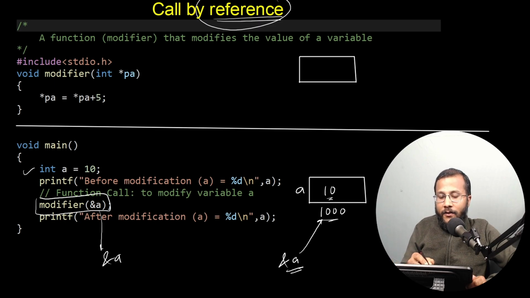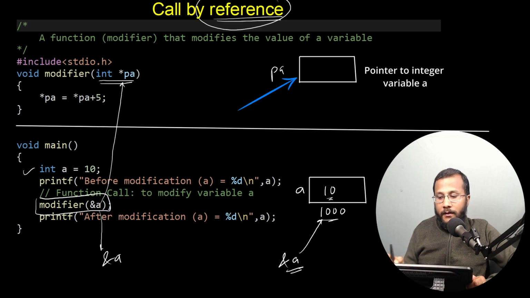If I'm sending the address, the data type of this argument should be a pointer, because this address is nothing but the pointer. Okay, so it's a pointer to the integer variable, because it is storing the address of an integer variable. So this address will be stored in PA. So this is the variable PA, which is local to the modifier function. Now this is the pointer. This is the pointer to what? Pointer to integer variable. So int star PA will create a pointer to the integer variable, and it is now capable of storing the address.